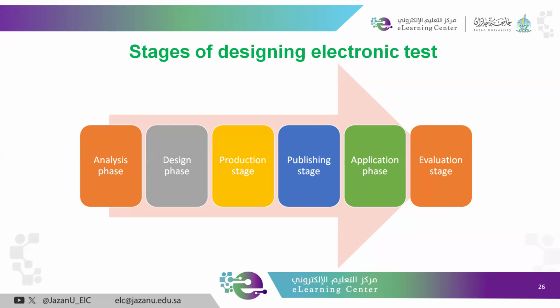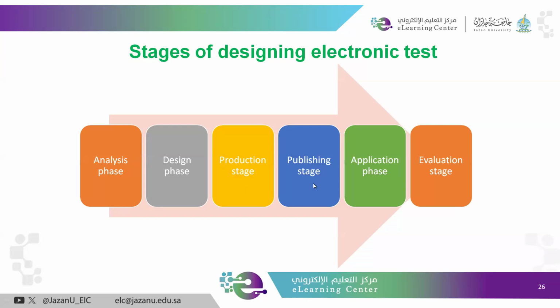Next is our design phase. In this phase, the content is planned and organized, the instructional strategy is chosen, and materials such as lesson plans, activities, and assessments are designed to align with learning objectives. Third one is the production stage. In this stage, it involves the actual creation of content based on the design. It may include developing multimedia elements like videos, presentations, interactive quizzes, and documents to make learning engaging. Next is our publishing stage.